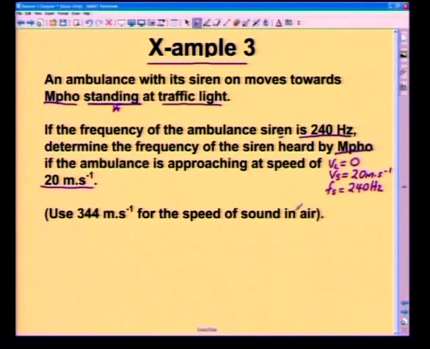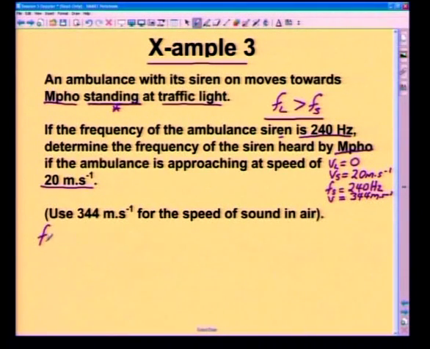Now, what we are also understanding from the given information is that the ambulance is approaching Mpo, and therefore the frequency that Mpo is going to hear should be greater than the actual frequency of the source. So that's what we are expecting in our answer. Our answer should give us a frequency greater than 240 hertz. We are also given the velocity of sound in air, and this time it's 344 meters per second.